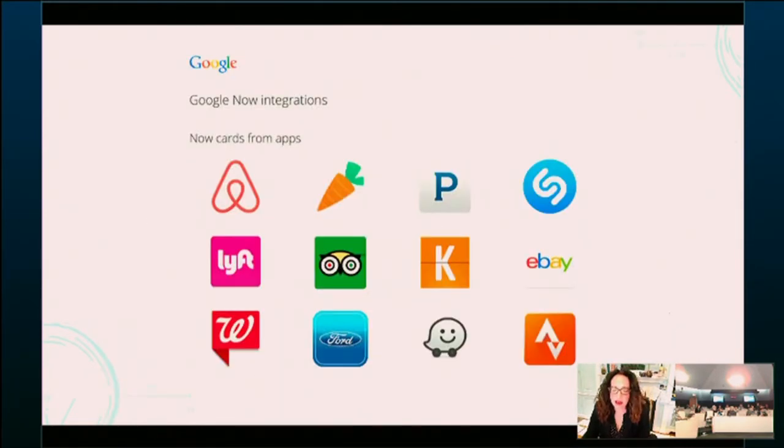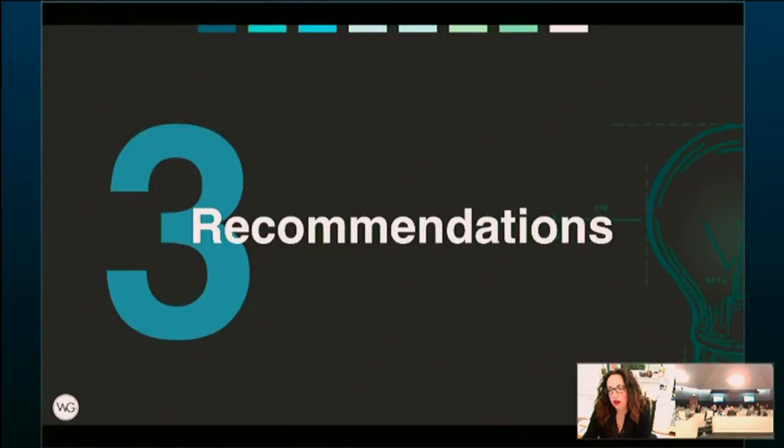And they've just, a couple weeks ago, announced a partnership with 40 different collaborators that are all going to be a part of this platform. So anyhow, with that in mind, I'd like to make 3 recommendations that have to do with engagement and audience.